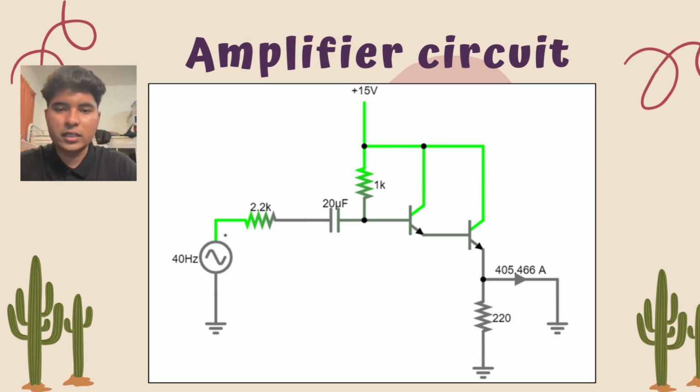This is our amplifier circuit. We use two NPN transistors. Then we use resistors and capacitors.